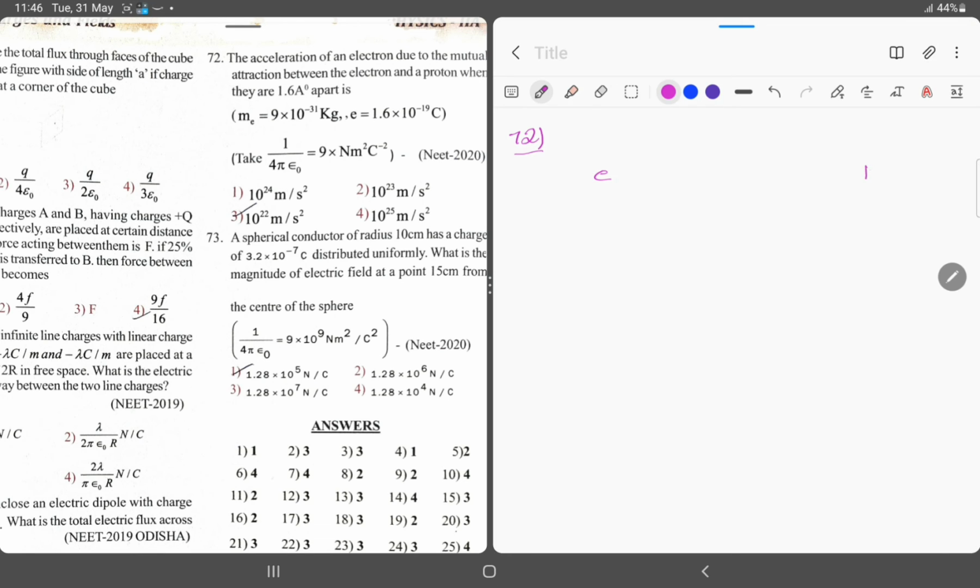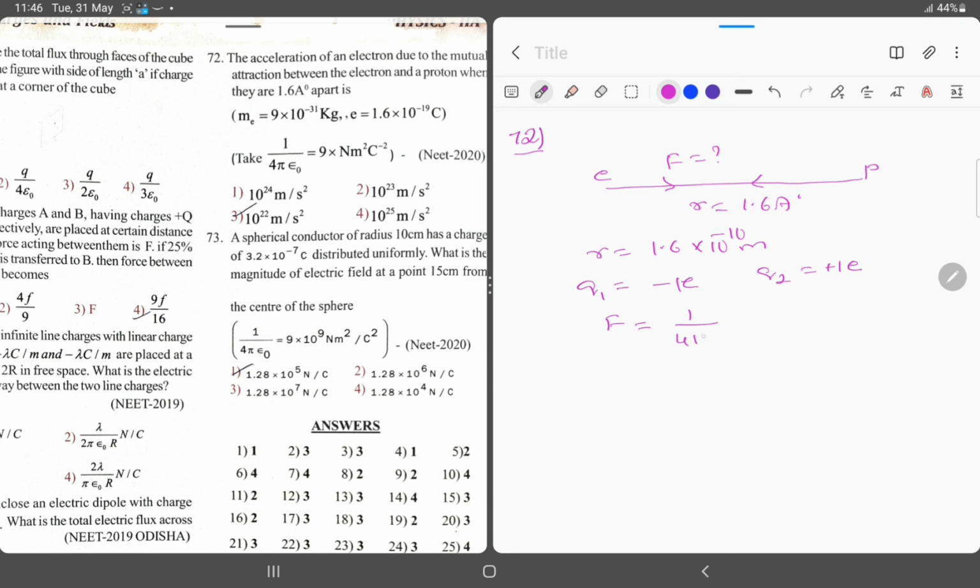Next, problem number 72. An electron and a proton are both separated by a certain distance r equal to 1.6 angstroms, and we write r equal to 1.6 into 10 to the power of minus 10 meters. Here we have to find out the charge q1. q1 equal to 1 electron and q2 equal to 1 proton, plus e and minus e. So next, the force between the electron and proton, F equal to question mark.